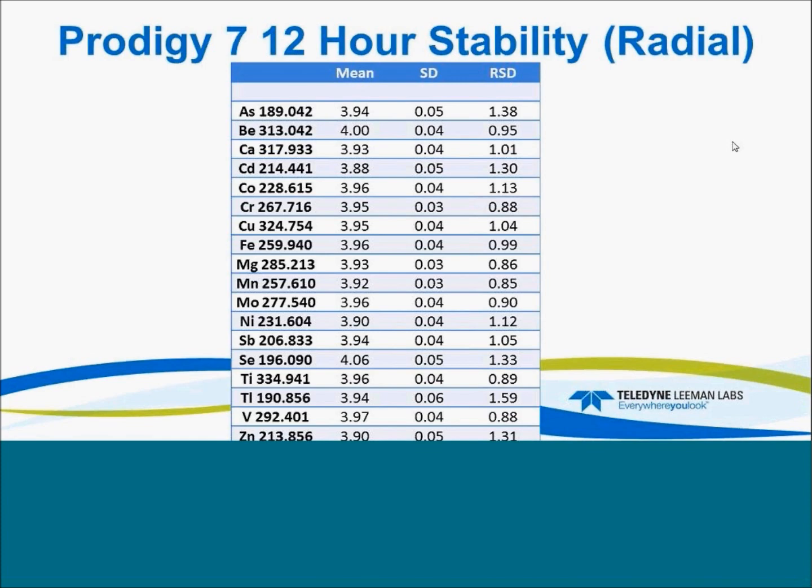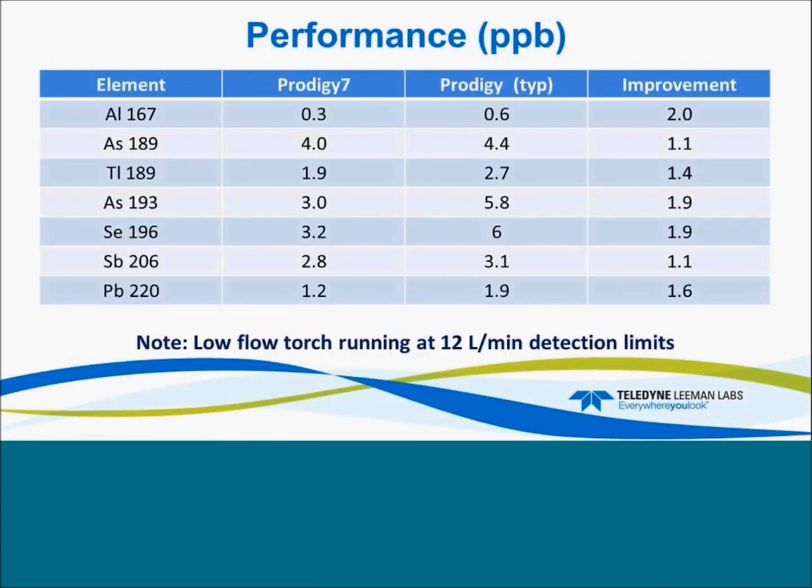So some data. And then just some comparison detection limits. Again, just to call out a few detection limits, the ones that tend to be important that people want good detection limits on. Also to point out that for the Prodigy7 detection limits we're running a low flow torch at 12 liters a minute. You don't get the best detection limits with low flow, but we have slightly better detection limits than we're getting on the Prodigy, which is running at regular flow. So our overall detection limits are in good shape with this device.